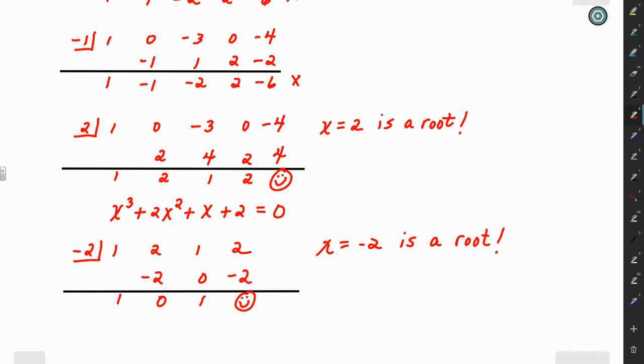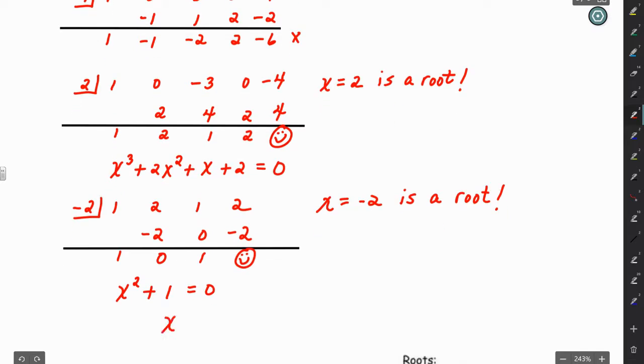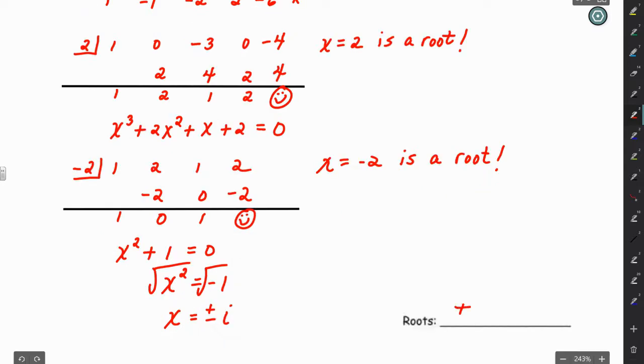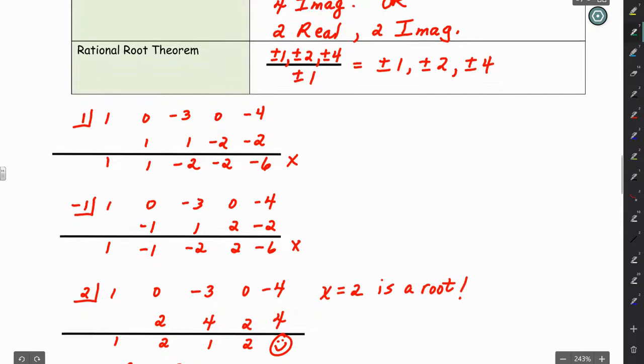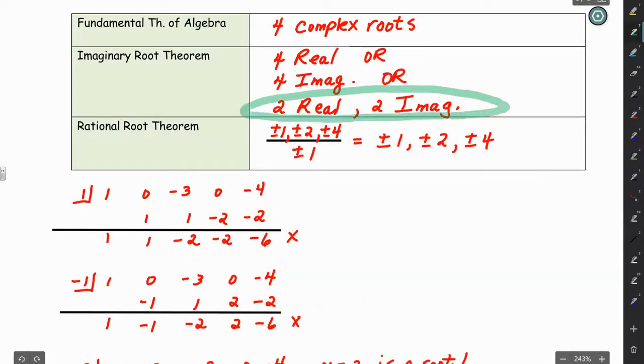Now this time we started with a cubic polynomial. So now when we write this out, we're going to write it as a quadratic. So we have 1x squared plus 0x plus 1 equals 0. And we're going to solve for x. So we get x squared equals -1, and take the square root of both sides. And x is equal to plus or minus i. We have plus or minus 2 and plus or minus i. So we know here that we found 2 real and 2 imaginary, so that would be this scenario here that we have in our table.